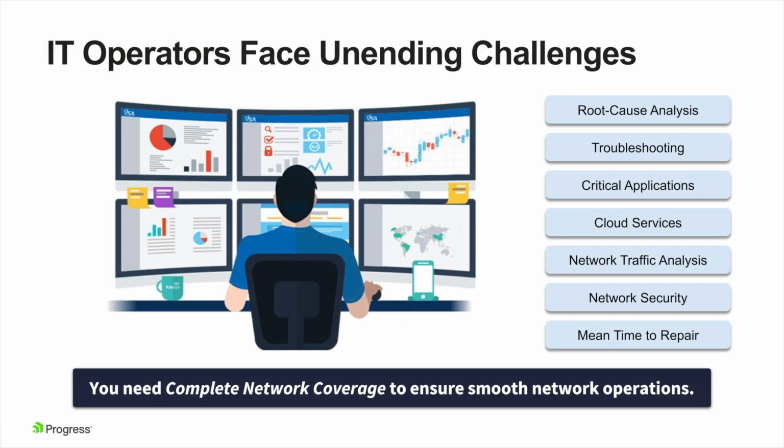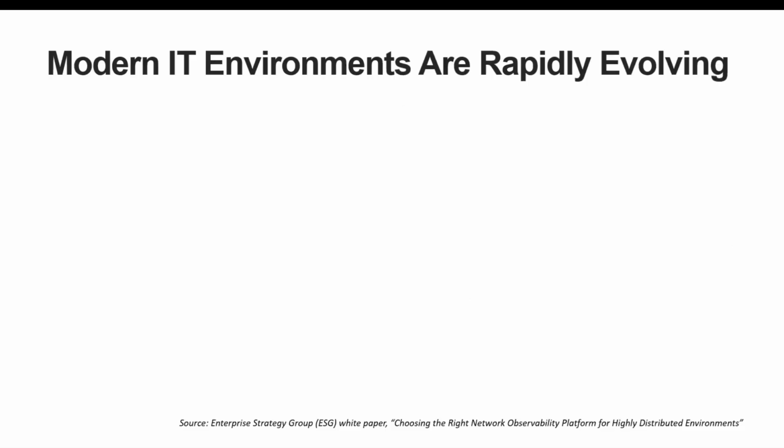There is no end to the challenges facing today's IT operations team. A core question would be, with all this rapid change we're seeing, how do we maintain visibility? The list you see on the side, it's never ending. These activities require complete network coverage. It's the only way that you can ensure smooth network operations. And because it's a rapidly changing digital world with the ongoing digital transformation, let's look at some of the numbers that come from a recent report by the Enterprise Strategy Group, ESG.